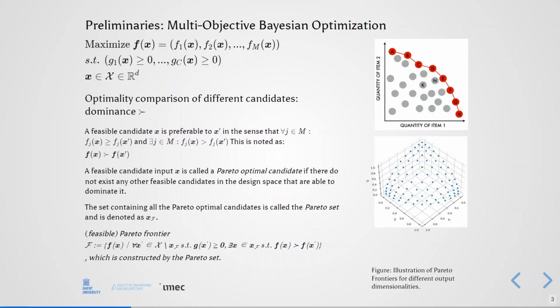And this is an illustration of the discrete Pareto frontier in case the number of objective functions equals 3. And this is an illustration of the Pareto frontier in case the number of objectives is even larger.